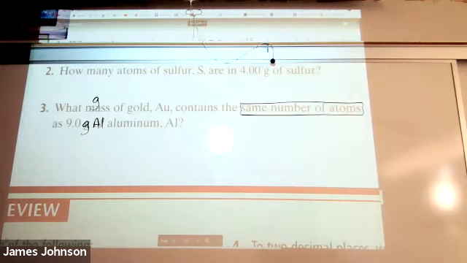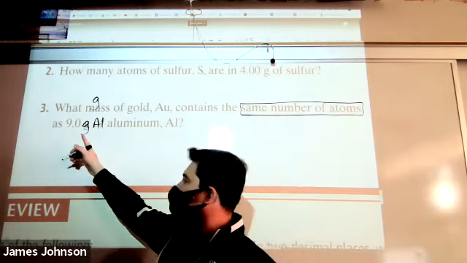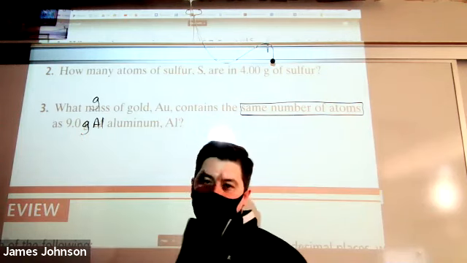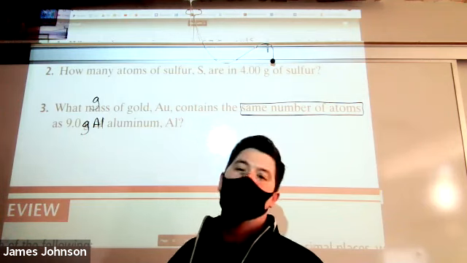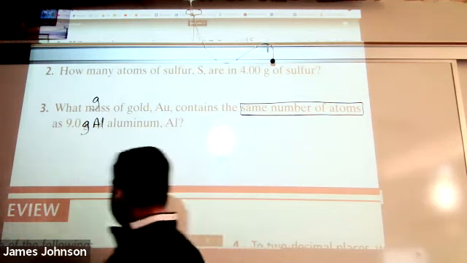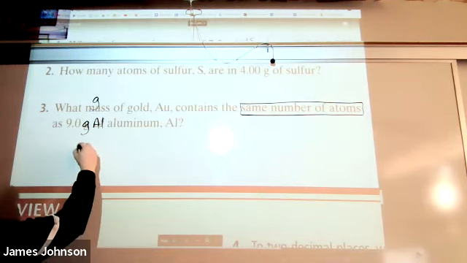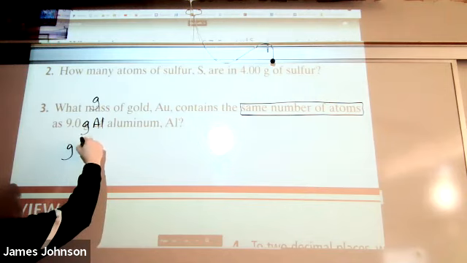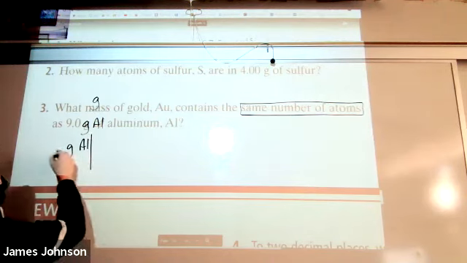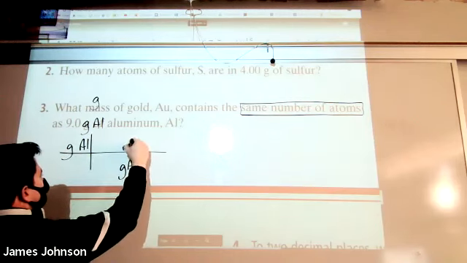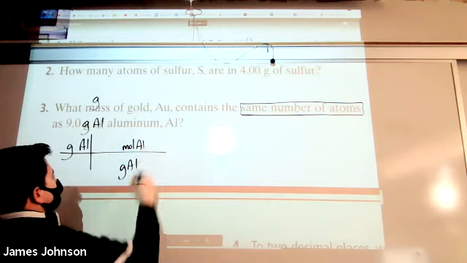So what that means is however many atoms are present in 9.0 grams of aluminum, that's the number of atoms we're talking about. So the question is, how many atoms are in 9.0 grams of aluminum? So we can definitely do that. We can go from grams of aluminum and convert out of grams of aluminum into moles of aluminum.